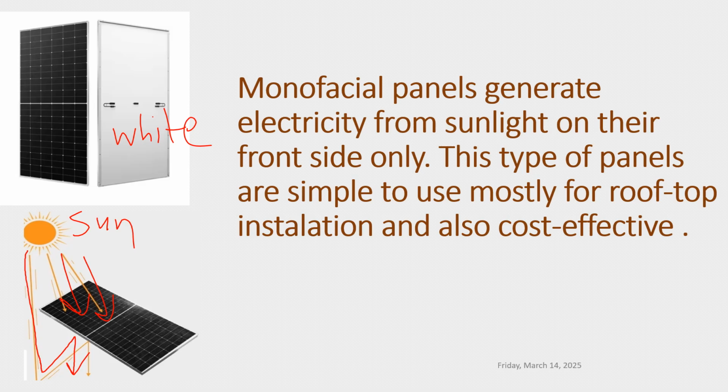Solar panels usually generate energy from the sun, and that is electricity. Mostly the output of a solar panel is direct current. It's not alternating current, it's direct current. They are simple to use, mostly for rooftop. They are most efficient on the rooftop, as you can find around us today.